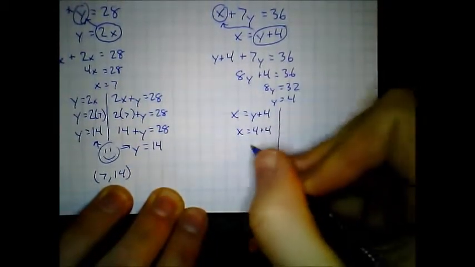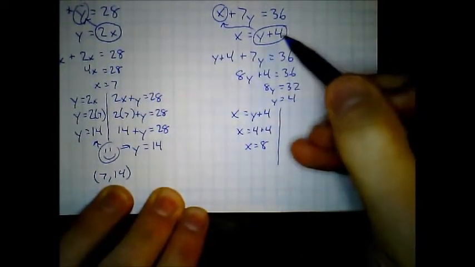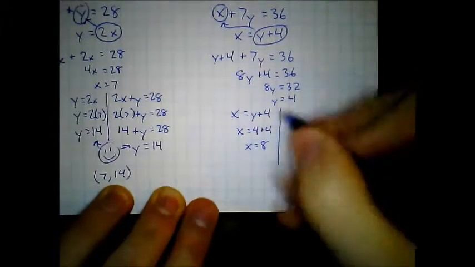So x equals 4 plus 4 means x equals 8. So in our second equation, when y is 4, x is 8. So you better hope we get the same thing in the first one.